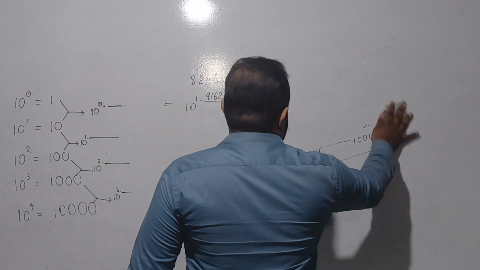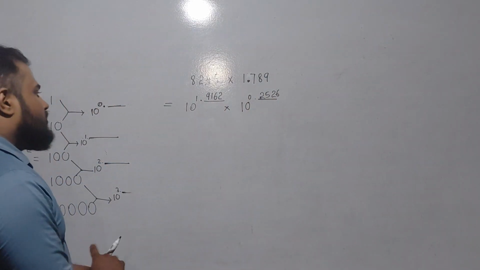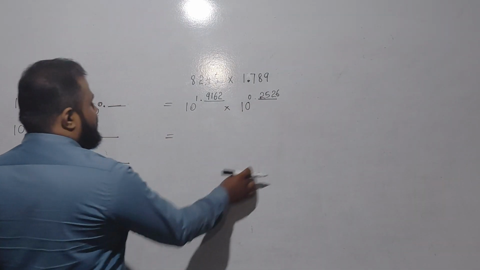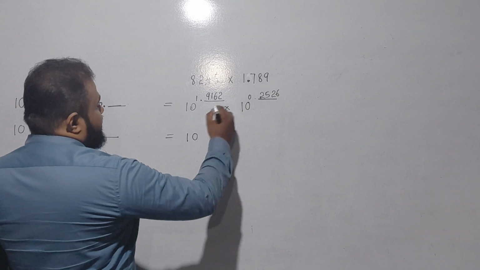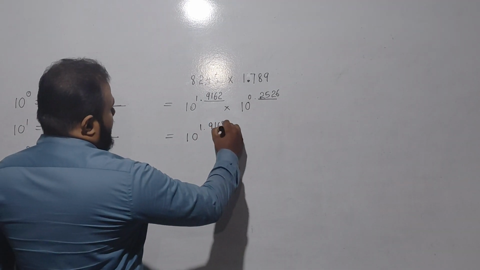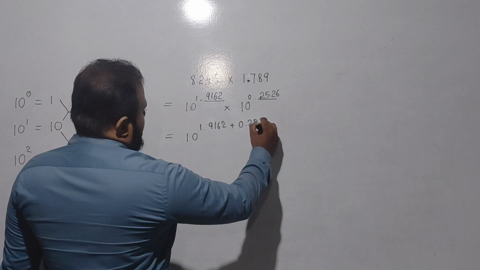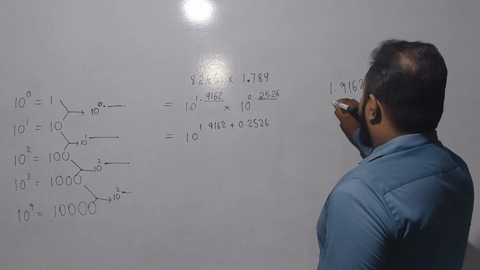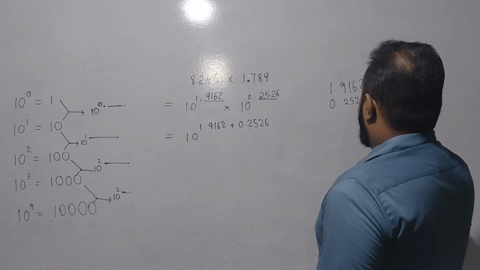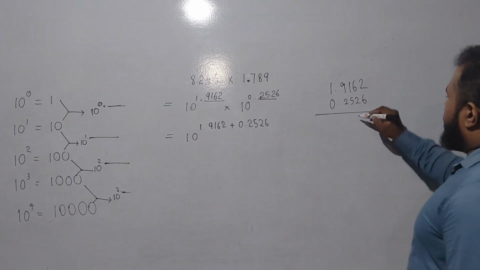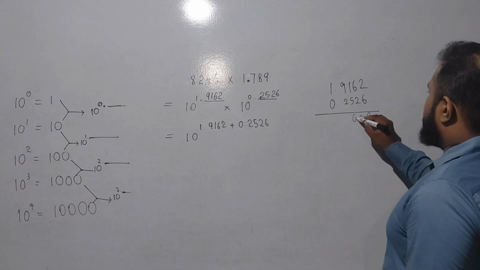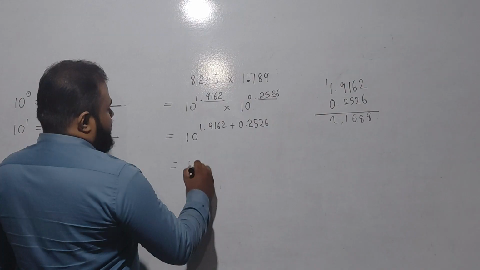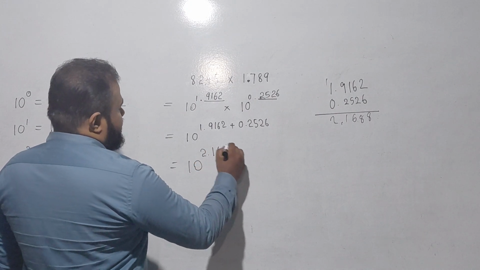Now what do we need? Now we need to find the sum of them because they have been multiplied. According to indices laws, what do we do for multiplication? We add them together. It gave us 10 to the power 2.1688.